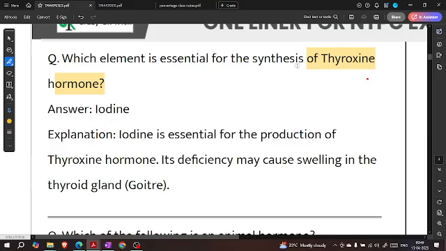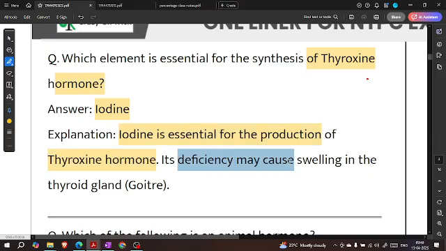Which element is essential for synthesis of thyroxine hormone? Iodine. Iodine is essential for the production of thyroxine hormone. Its deficiency may cause swelling in the thyroid gland, goiter.